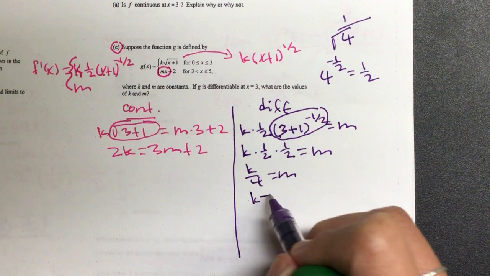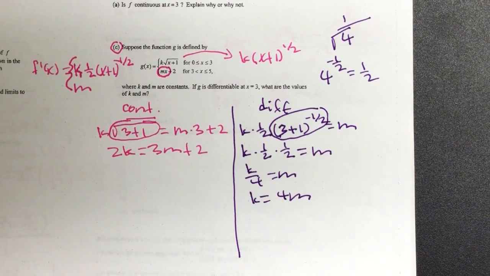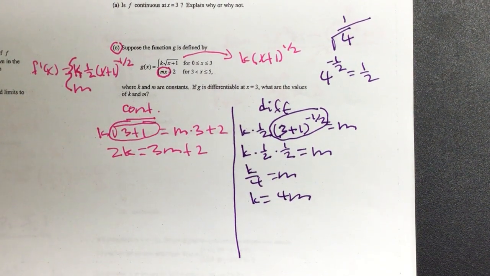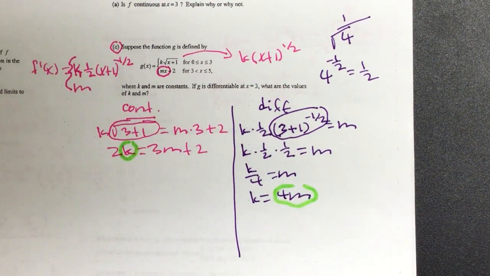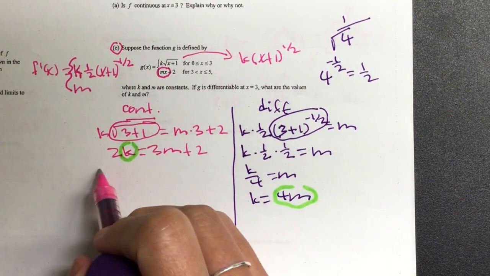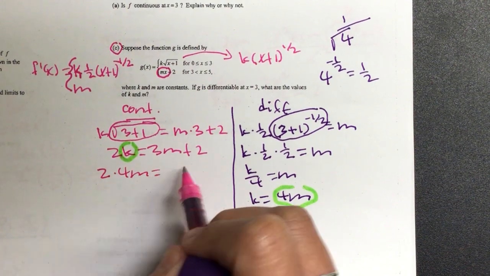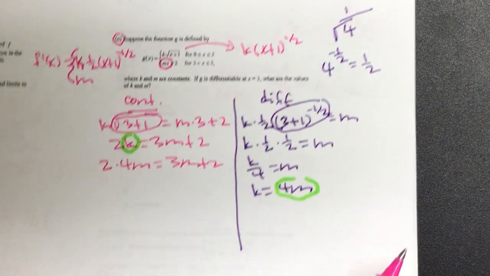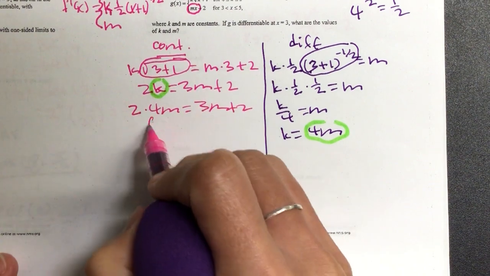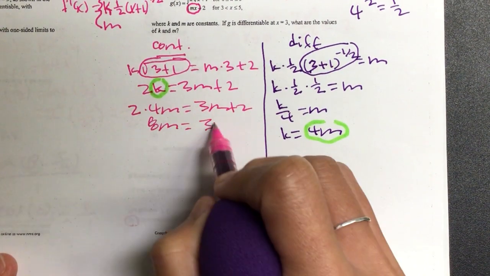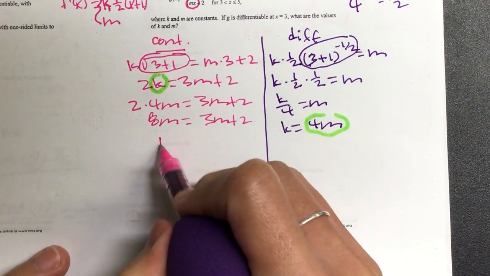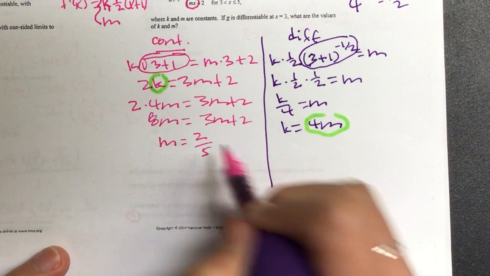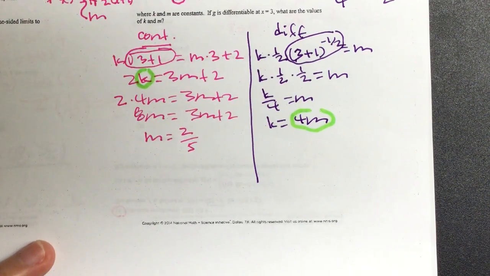So now I know k has to be 4m. Let's see where I can plug that in. I see my k right here. It is 4m, so let's plug it in. 2 times 4m is 3m plus 2. That's going to give us 8m is 3m plus 2. And if I put the m's together by subtracting 3m, I believe our m is 2/5. Are we all set with that one?